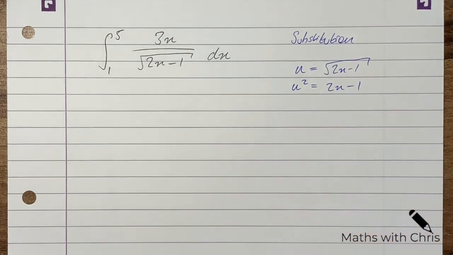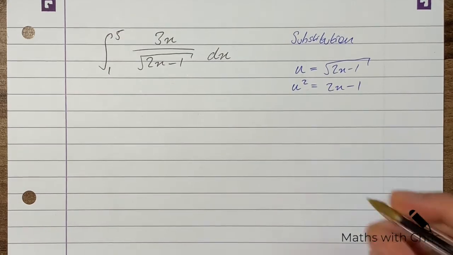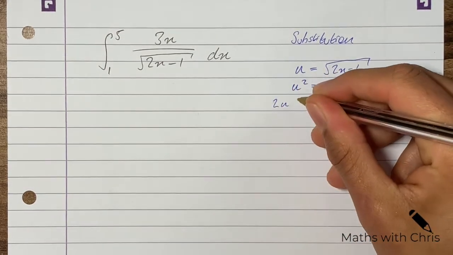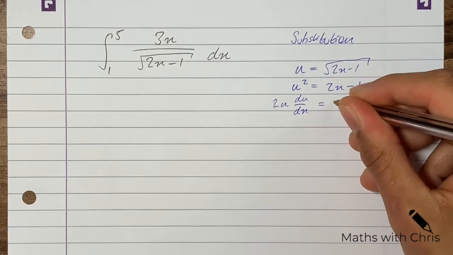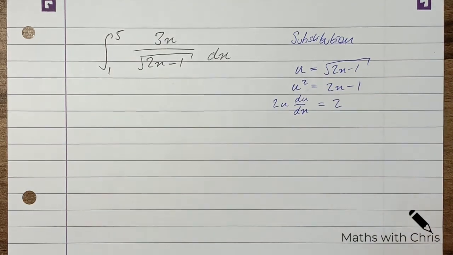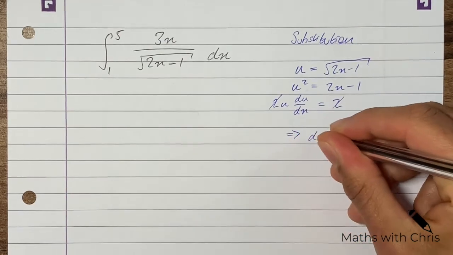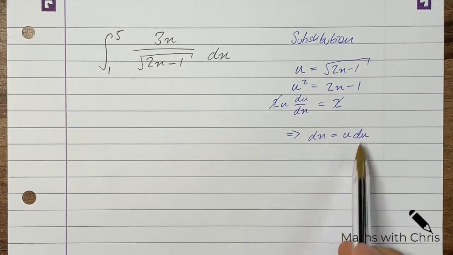Now the quickest way to do that is actually to differentiate both sides with respect to x. So the left-hand side, we get 2u, as a 2 comes down, but then we also have du by dx, and this just equals 2 if we differentiate this with respect to x. Now we can cancel these 2's here and make dx the subject, so dx equals u du. So that's what we're going to substitute into here.